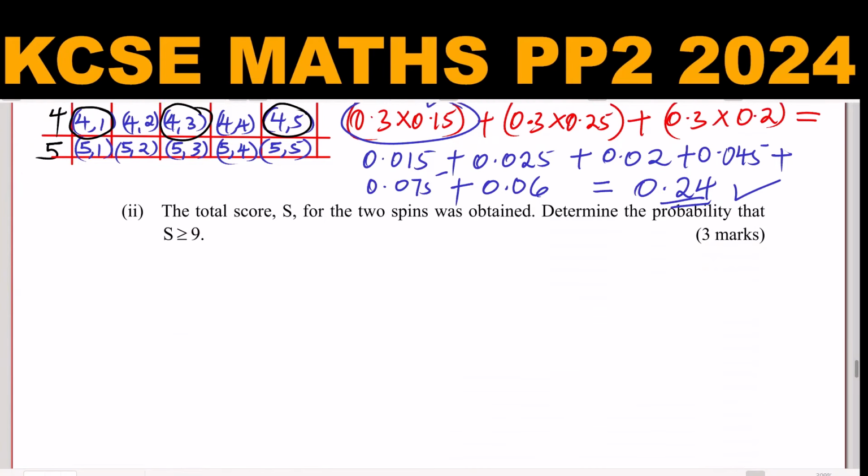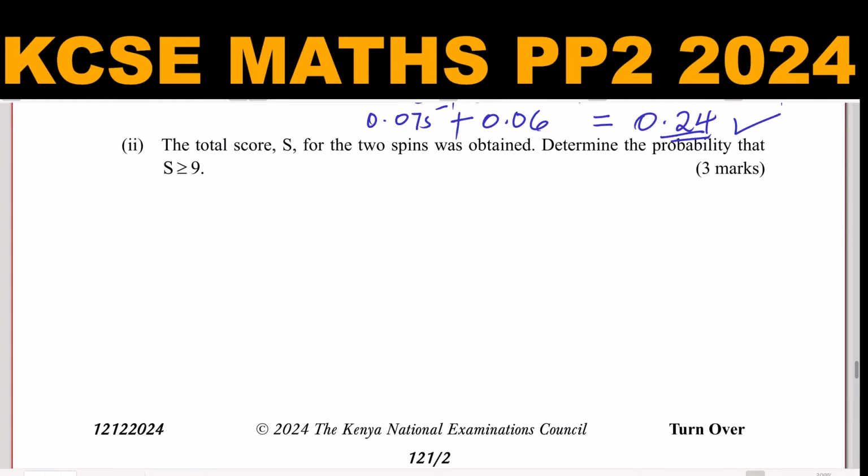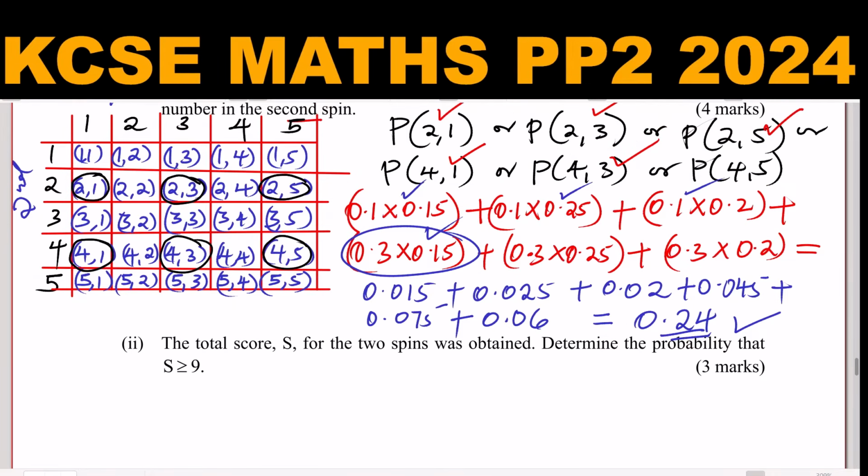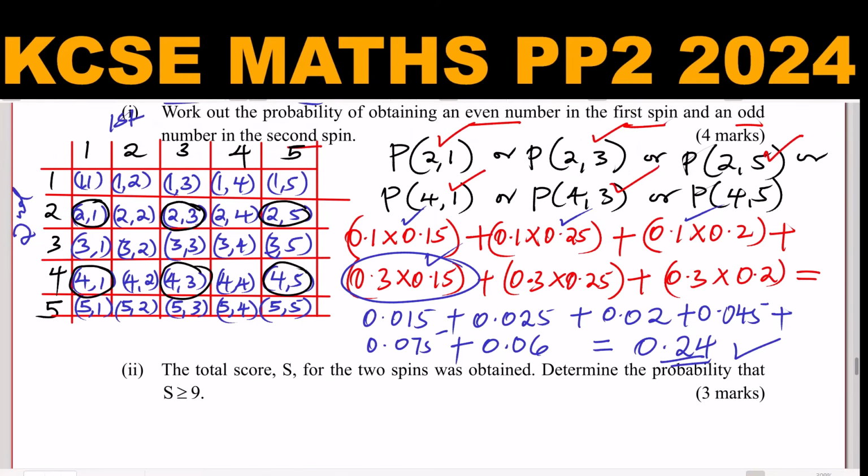Now part 2, the total score S for the 2 spins was obtained. Determine the probability that the total spin, that is S, was greater than or equal to 9. So let's go to that probability space and see where we have the total being greater than or equal to 9.